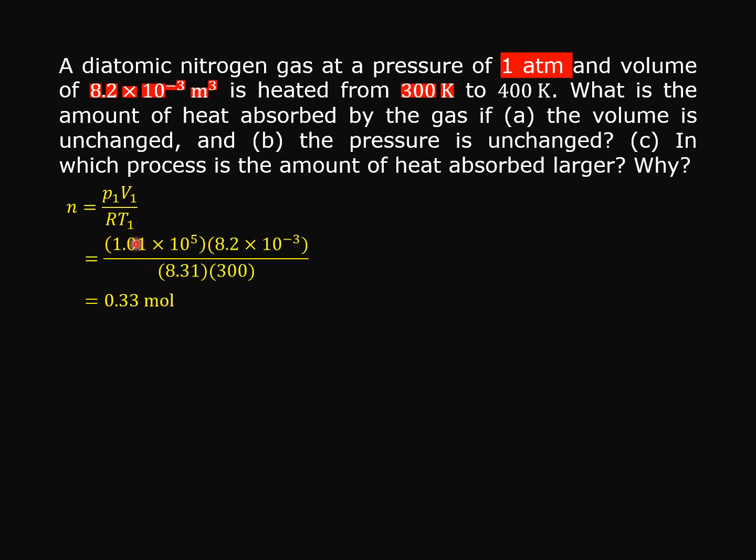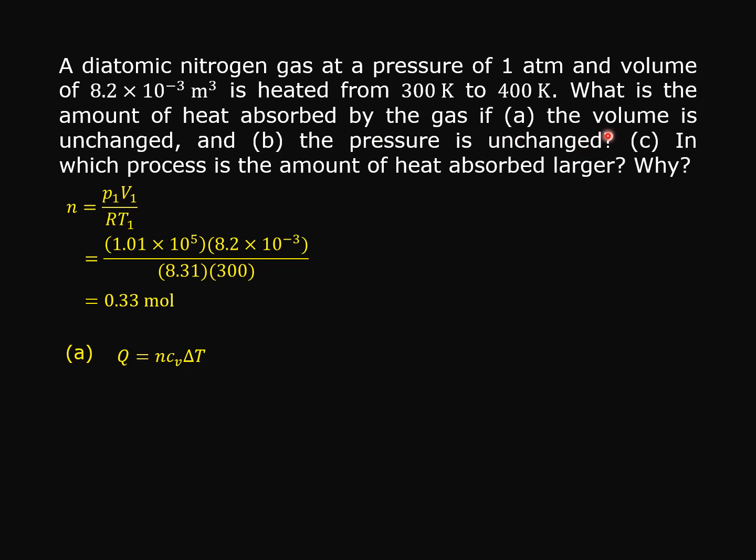We substitute the value for the pressure, which is 1 atm. In Pascal, it is 1.01 × 10^5 Pascal. The initial volume is 8.2 × 10^-3 m³. The initial temperature is 300 K and the gas constant is 8.31. So we get the number of moles of the nitrogen gas is equal to 0.33 mole. This number of moles will not change when the gas is heated to 400 K.